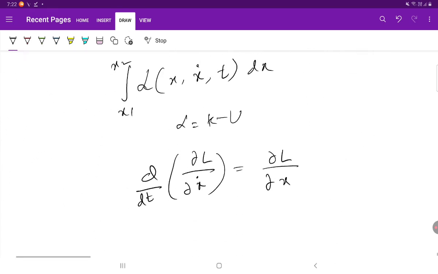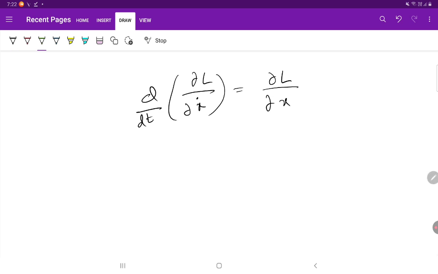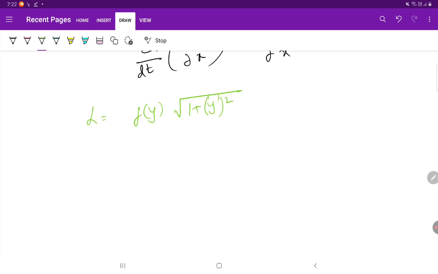Now, one thing you must know before solving: if L is, suppose, f of y times the square root of 1 plus y dash square, then the equation is given as f of y squared is equal to 1 plus y dash square. This is the required equation so that the integral is minimal or extremal as per the requirement.